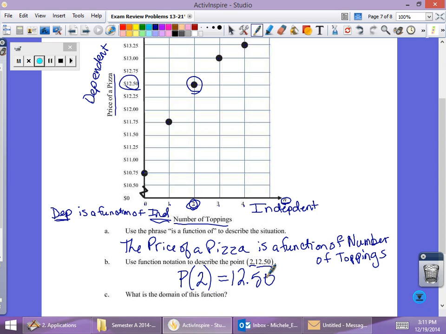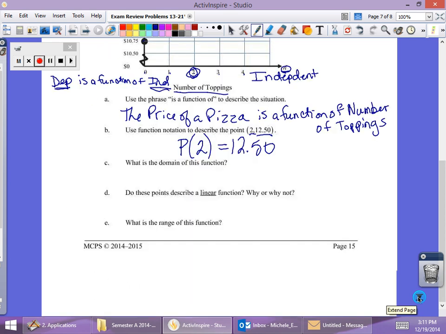What is the domain of the function? Well, this is a discrete graph because it is not connected. So when we write the domain of a discrete function, we list the individual values. And the number of toppings that we can have is 0, 1, 2, 3, or 4. So I will list each one of those values independently: 0, 1, 2, 3, and 4.